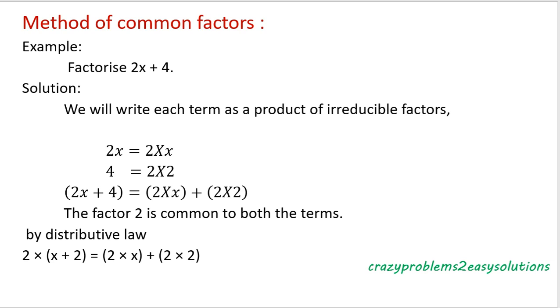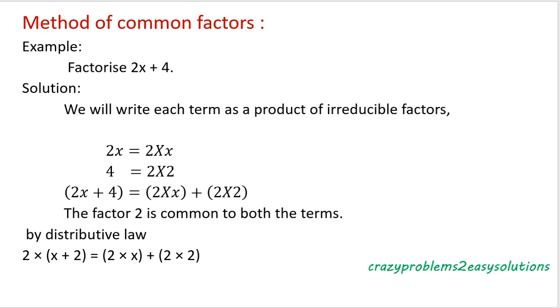Method of common factors. For example, factorize 2x plus 4. Solution: we will write each term as a product of irreducible factors, which means prime factors. So the first term is 2x, which is 2 into x. 2 is a prime number, and x is also prime, since it can be divided only by itself.